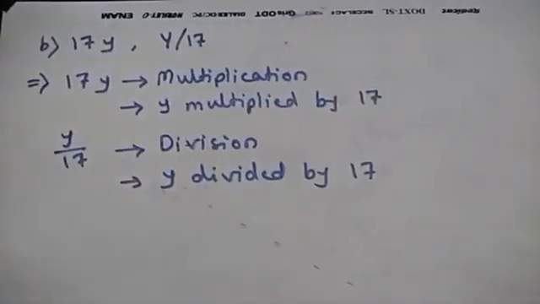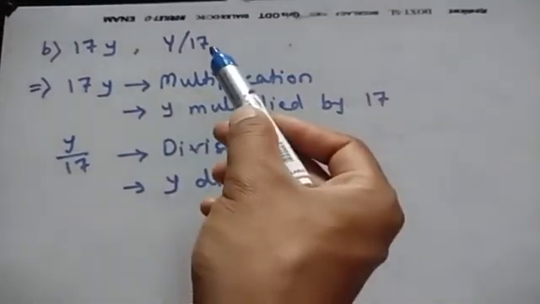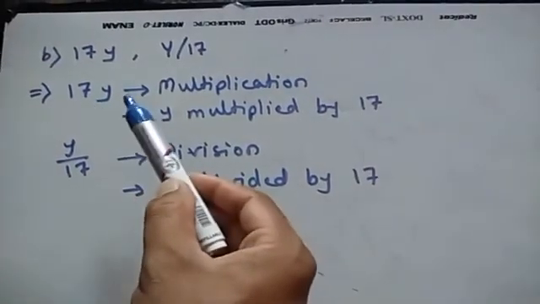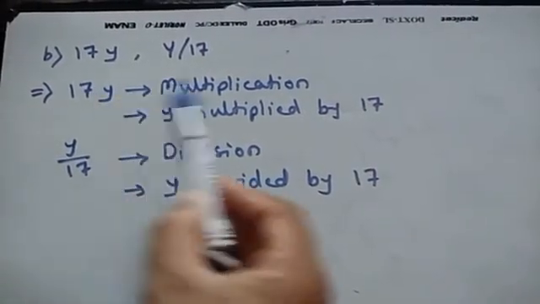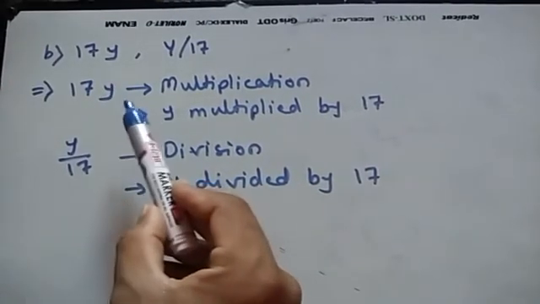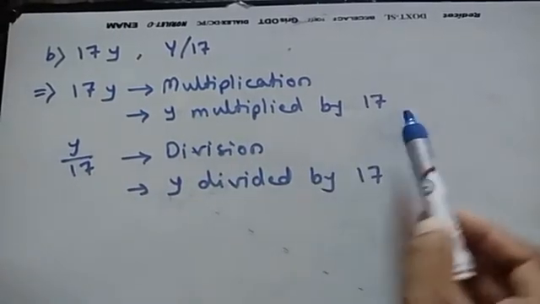See one more example here. 17 multiplied by y and y divided by 17. Now here also we can see, students, 17y. Here which operation do we use? Multiplication. Okay. And how has this expression been formed? Here see, 17 we multiplied with y. So y multiplied by 17.